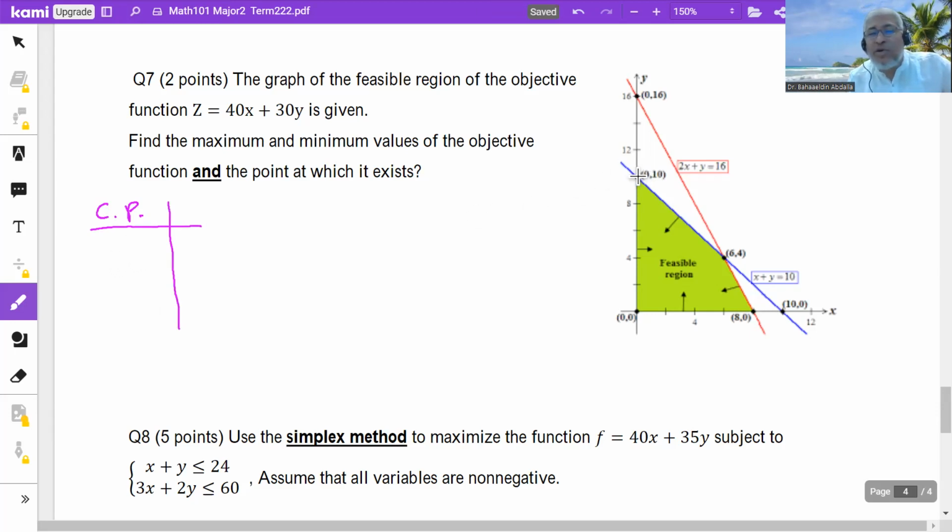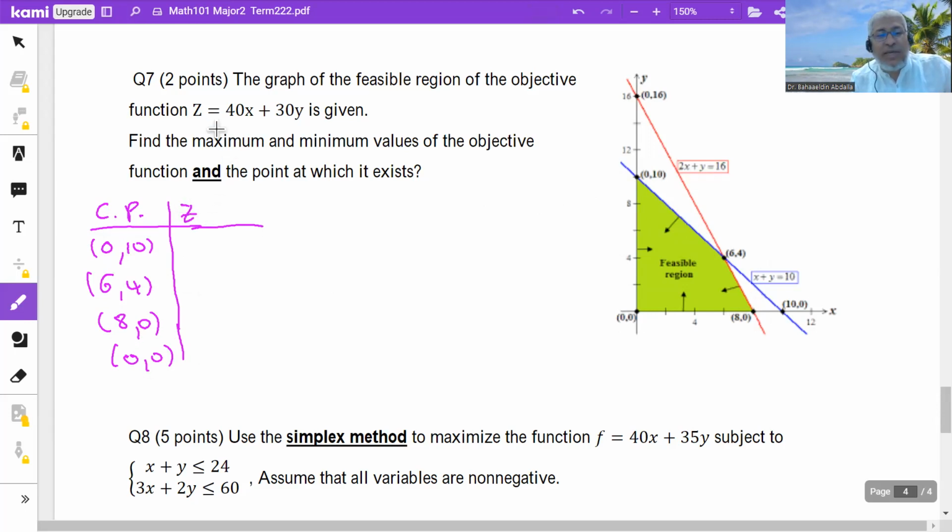So this corner point is (0, 10). This corner point is (6, 4). And this one is (8, 0). And we also have the origin (0, 0). And we substitute these corner points in z, the objective function, which is 40x plus 30y.